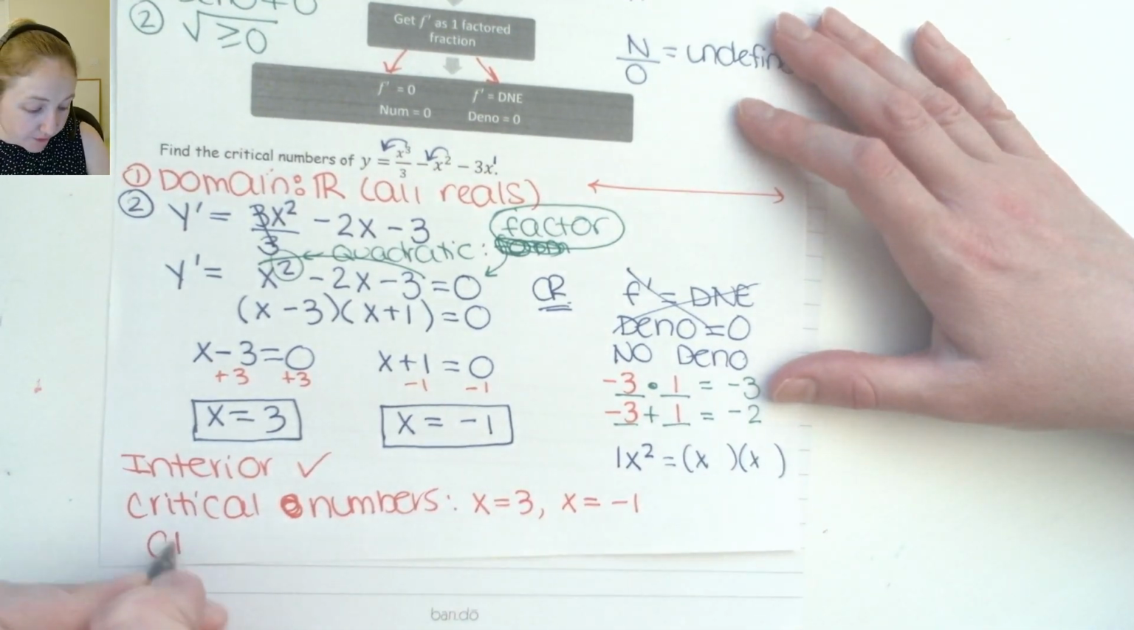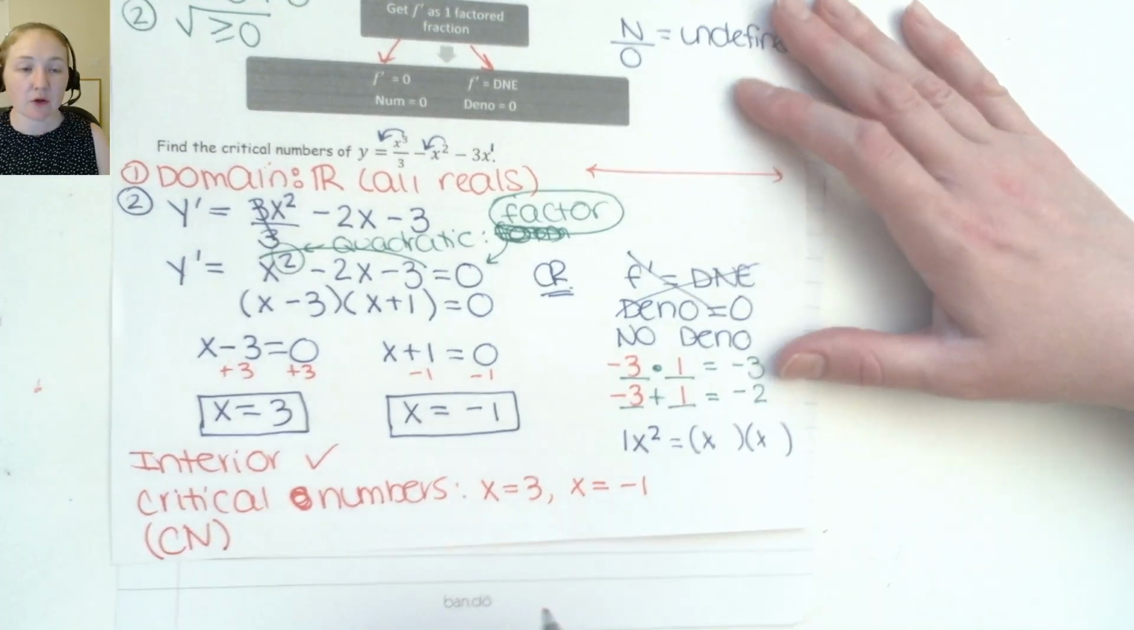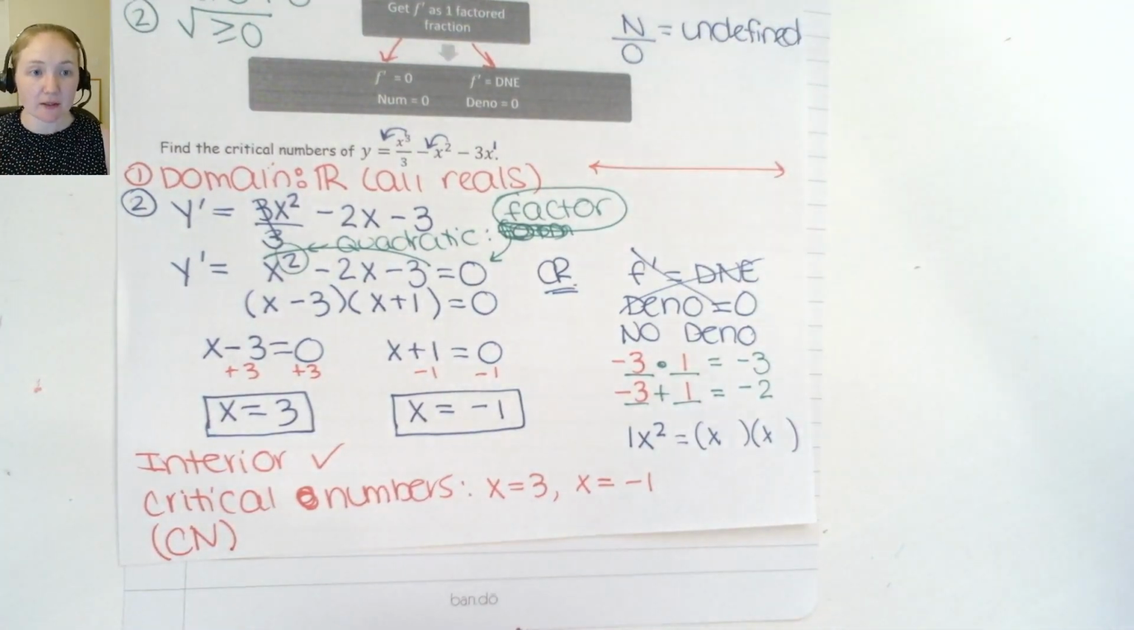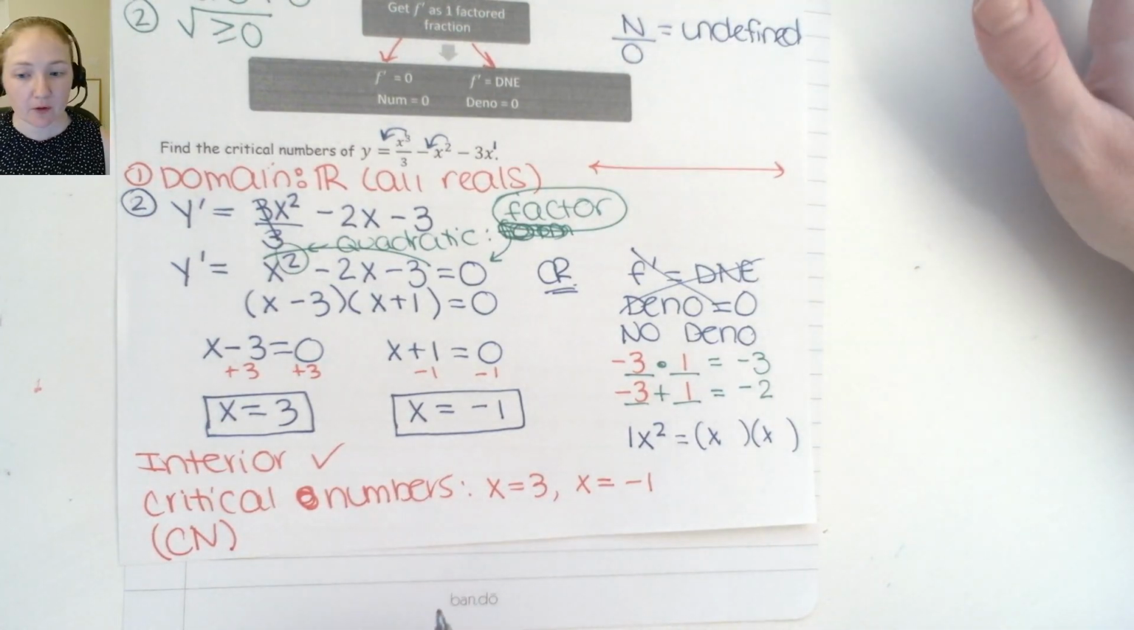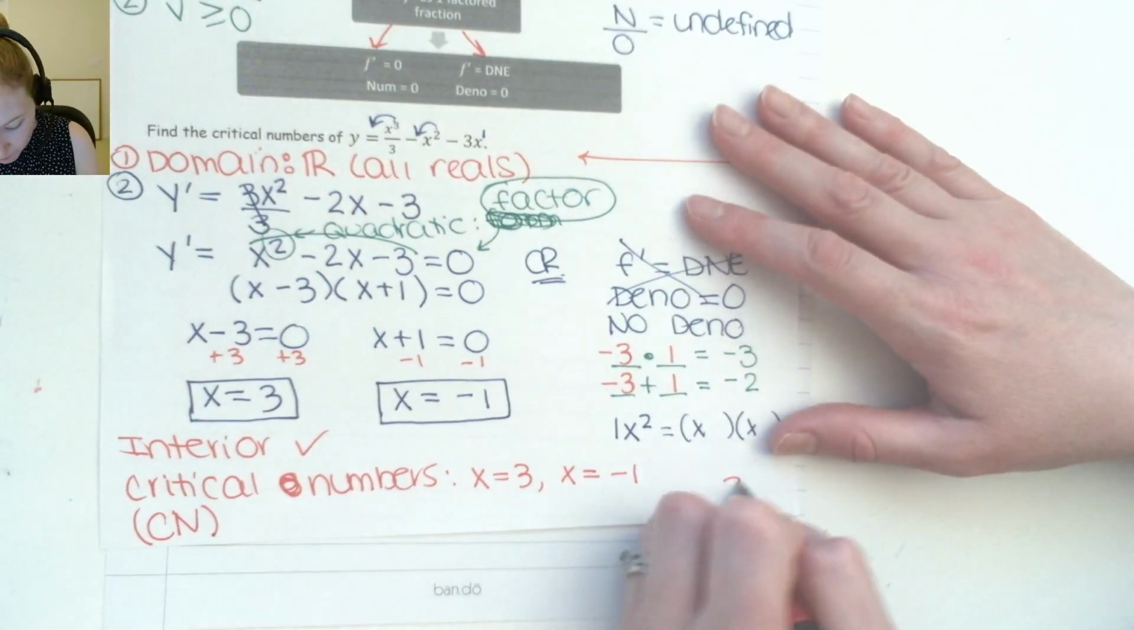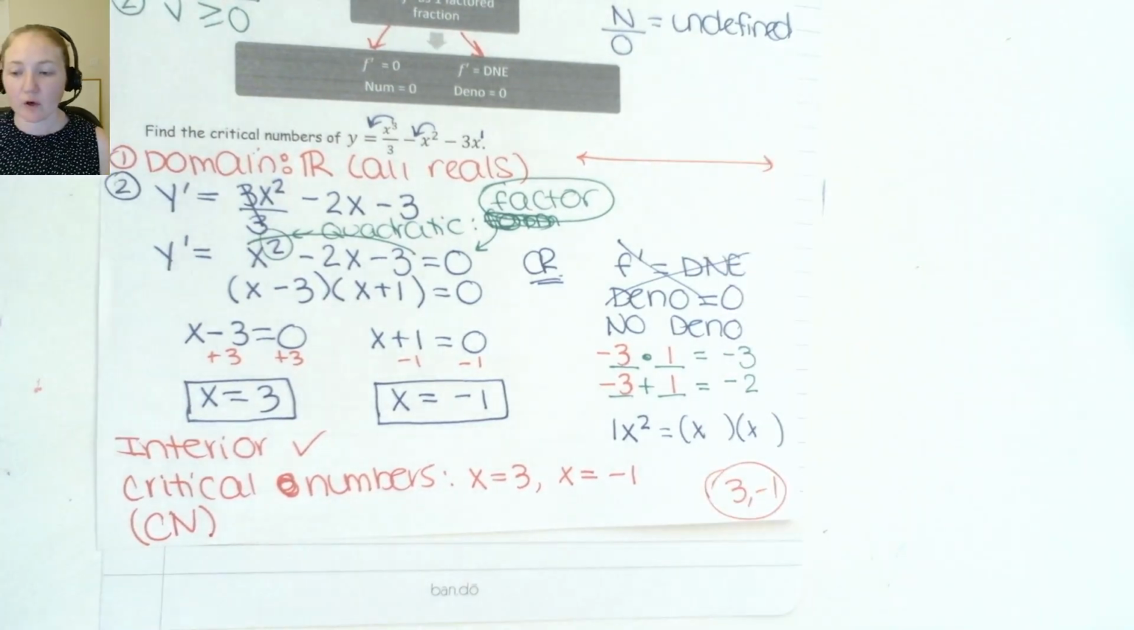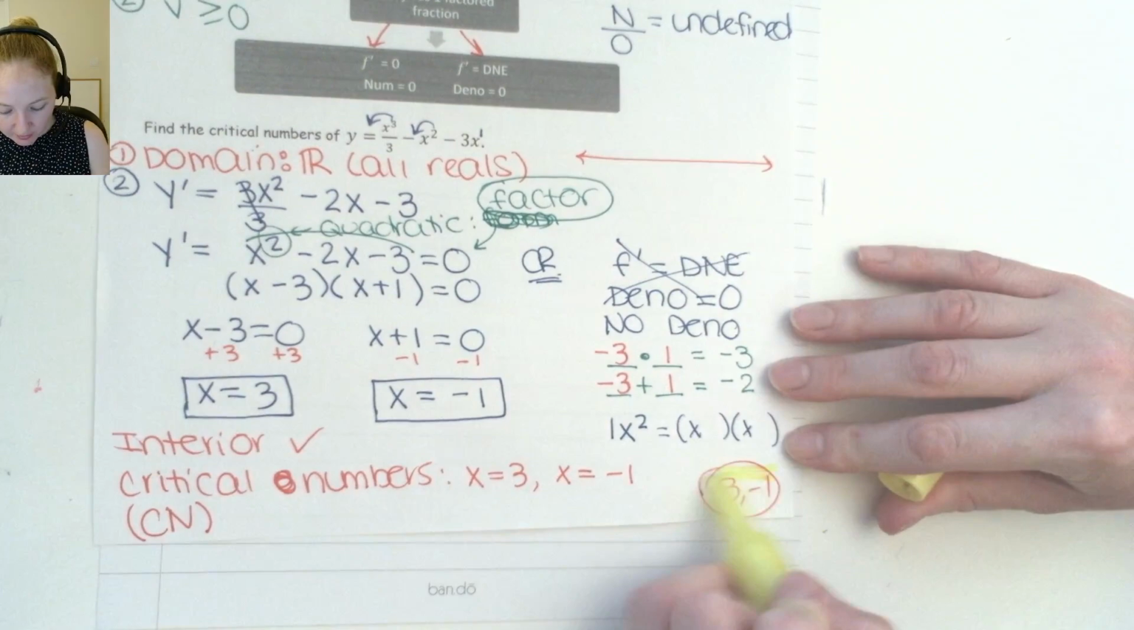I always abbreviate critical number with CN. So in this section, you're going to see a lot of CN notation, and that represents the shorthand for critical numbers. Okay, and of course on the homework software, you'll just type in 3, -1. You don't have to put the x. That's important to note. You will just say 3, -1.